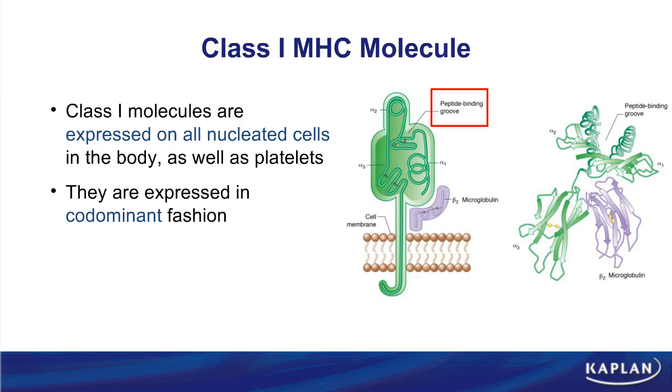The actual binding groove is found completely within the alpha chain, and it's a relatively small groove, as you can see over here in this 3D representation. So the average size of the peptides that are able to be loaded onto an MHC class 1 typically range from about 8 to 10 amino acids in length.